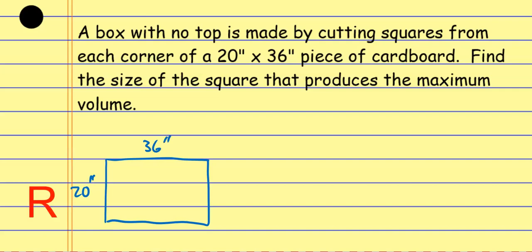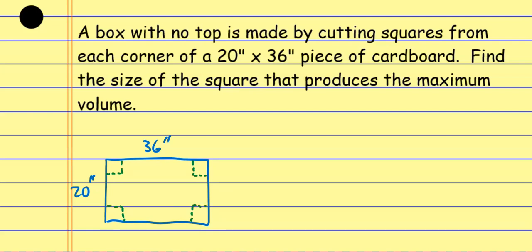What I want to do is cut the corners. I'm going to cut a square out of each corner, and I want to cut all of those squares the same size. Then I'm going to fold up the tabs that are left to create a box with no top. The idea here is I'm cutting away at this corner, and I'm going to do the same thing to each of these corners. I want to cut the same size square from each corner.